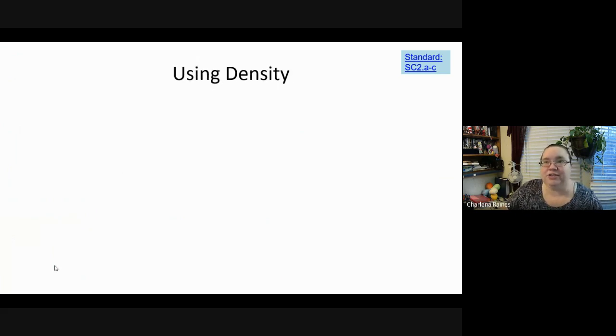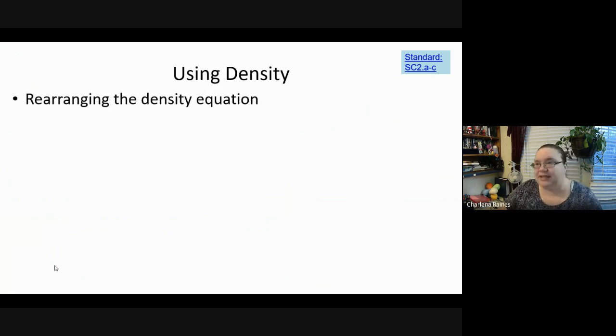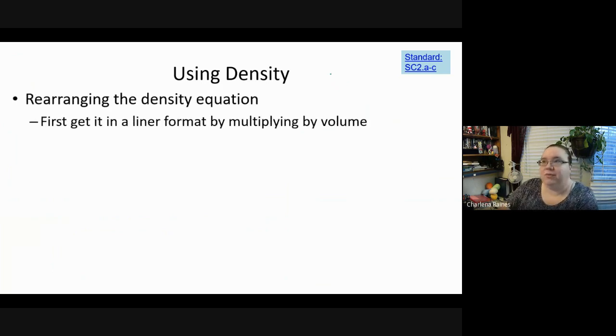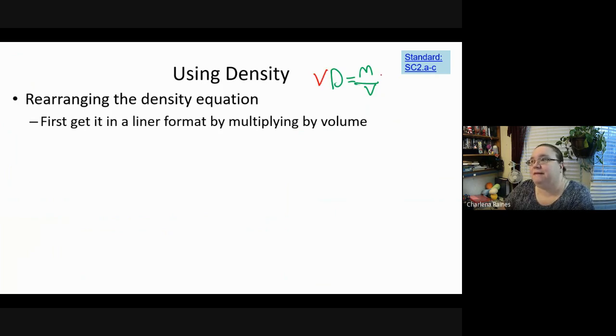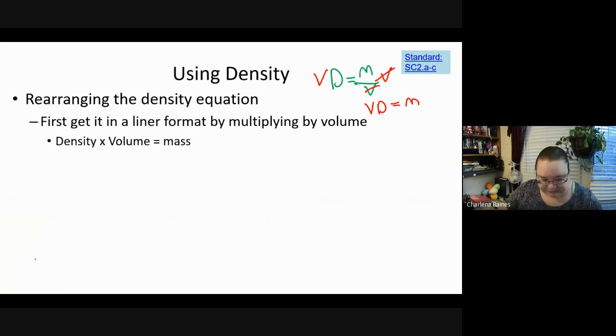So if algebra is not your best friend, write this triangle in your notes and use it as you are doing your density calculations. For those of you who do want to see the algebra of it, we can actually rearrange that density equation by getting rid of the fraction bar. So we originally have density equals mass over volume. And to get that volume to disappear, we have to multiply both sides of the equation by the same thing. So I'm going to multiply both sides by volume. Well, on the right side of the equation, we end up with volume divided by volume, so it cancels out, which gives me volume times density equals mass. That's that same equation that we saw on the previous slide.